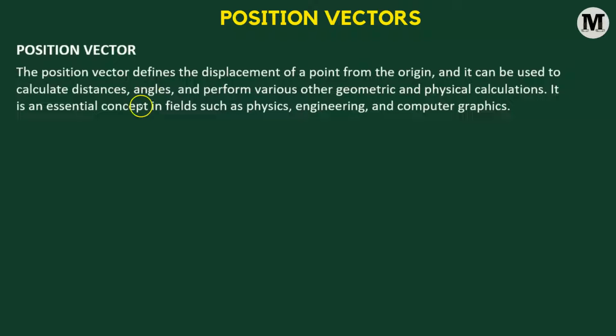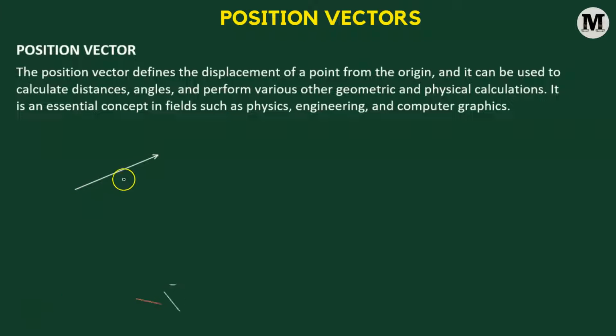What is a position vector? The position vector defines the displacement of a point from the origin, and it can be used to calculate distances, angles, and perform various other geometric and physical calculations. It is an essential concept in the field of physics, engineering, and computer graphics. Okay, let's try to understand what a position vector is.